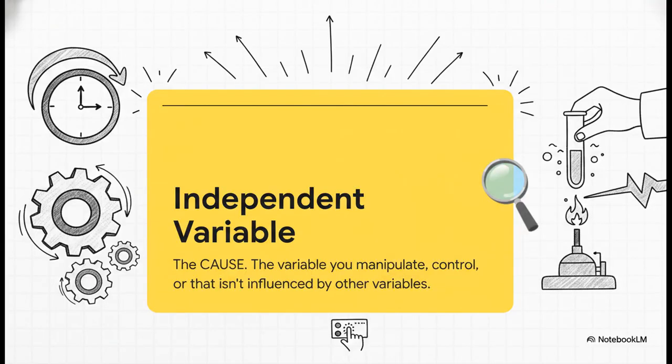Okay, first up is the independent variable. This is the cause. Think of it as the thing you change, the thing you control, or maybe something that just happens on its own, like time marching forward. The key thing is its value is totally independent of anything else you're measuring.